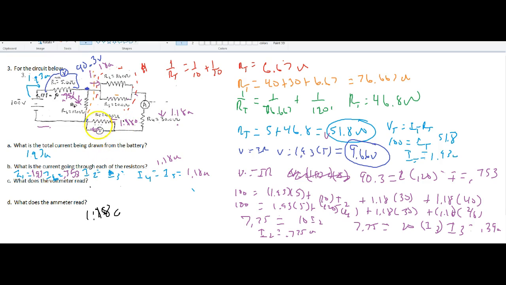And then what does my voltmeter read? The voltmeter is going to be the voltage drop across here, correct? And we know that there the voltage is equal to 1.18 times 40. So the voltage drop across that, what my voltmeter would read, what electrons would lose going across that voltmeter, although hopefully many would not go that way because it's supposed to not change my circuit. I get 45.6 volts. And there I am.